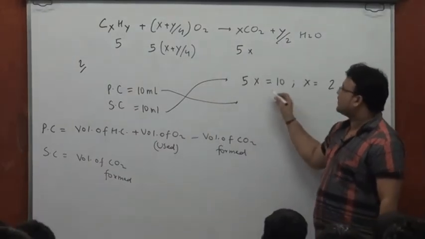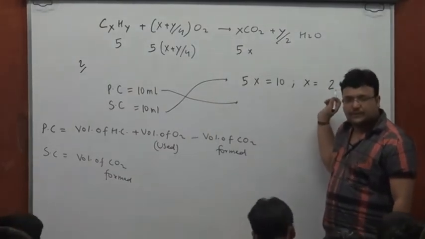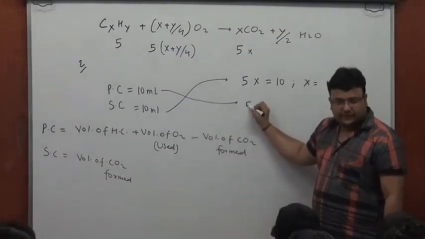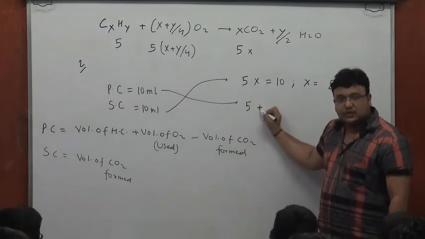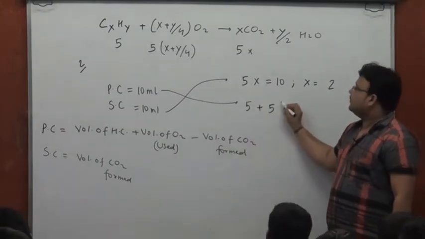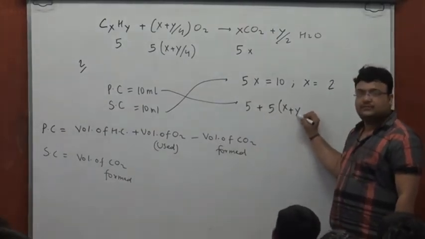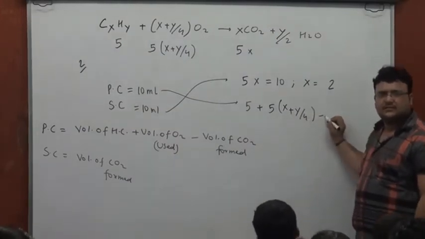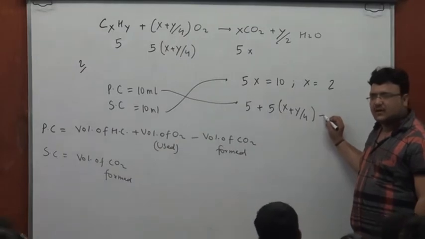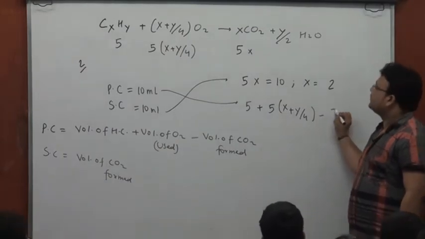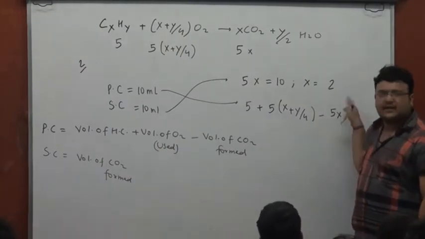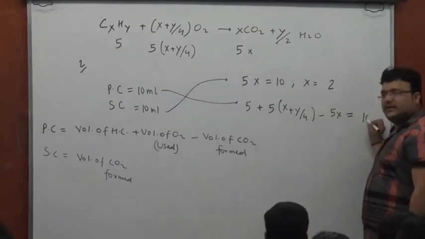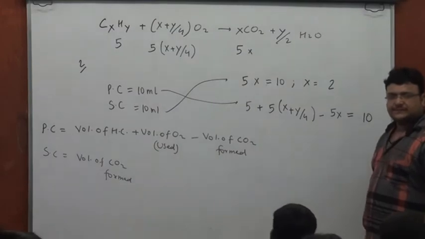So I equate 5x with 10 ml. I get x is equal to 2. Now, what was primary contraction? It was volume of hydrocarbon 5 plus oxygen used, 5x plus y by 4, minus carbon dioxide formed. That's 5x. I am writing in terms of x itself. And that's equal to 10 again.